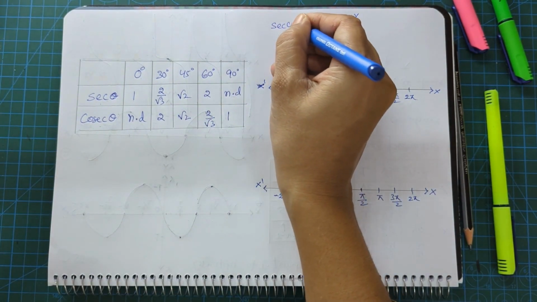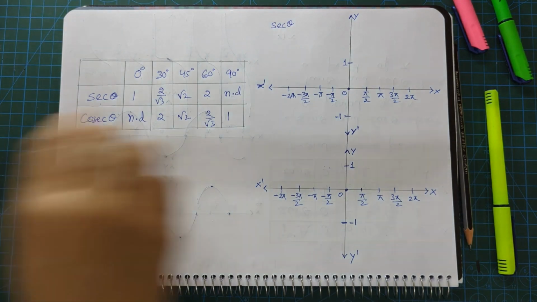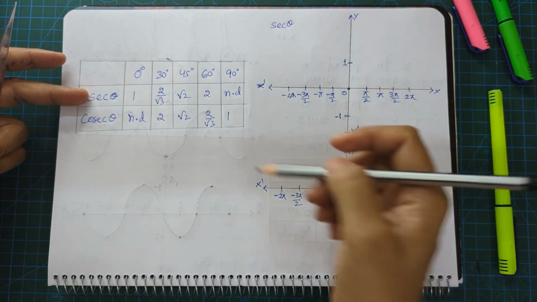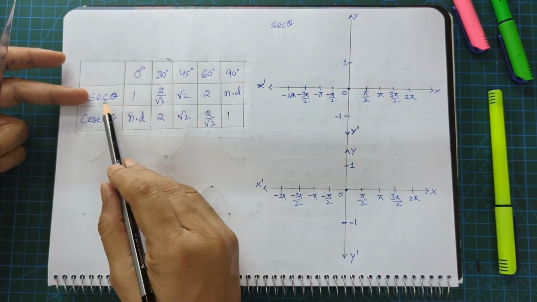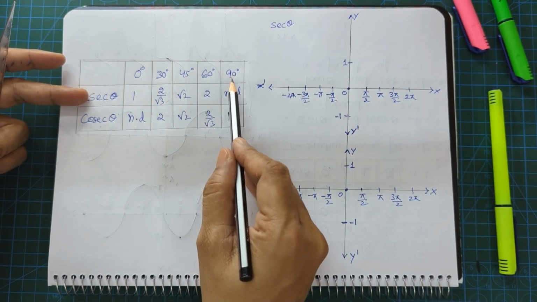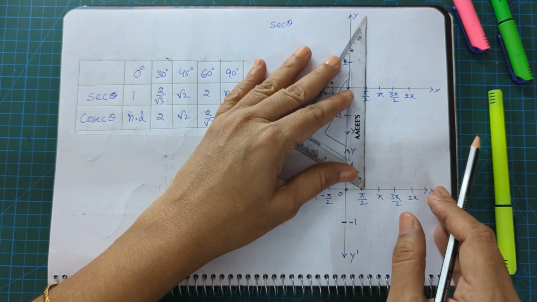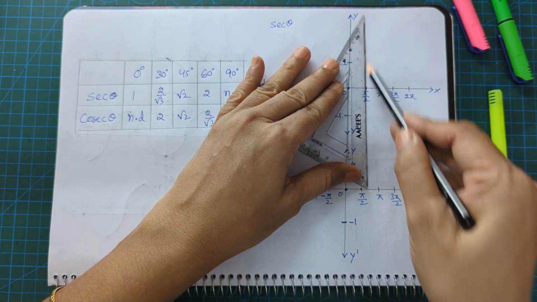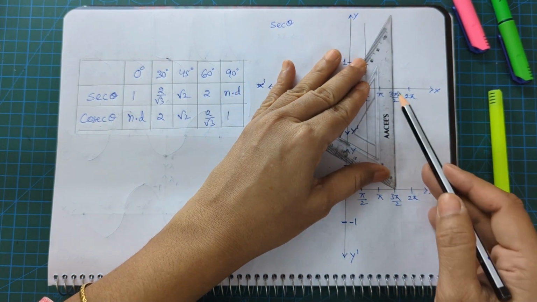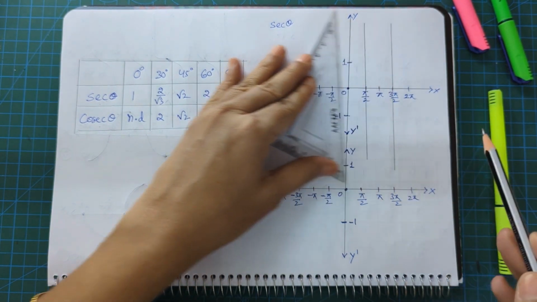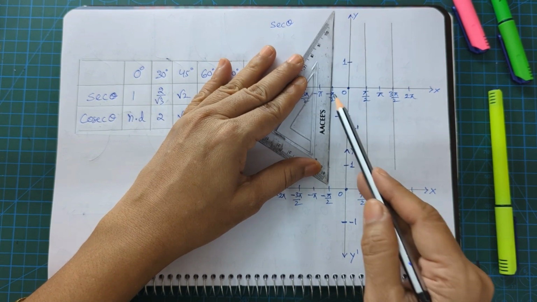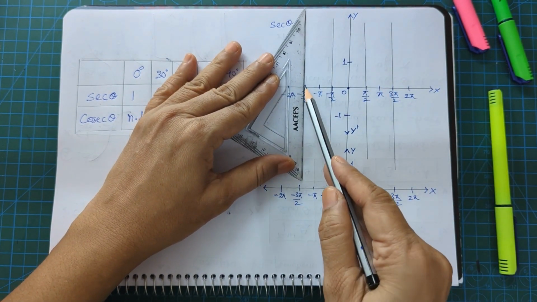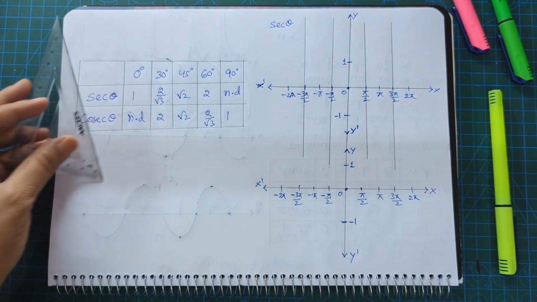So this graph is for the sec function. First, where the graph is not defined, there we will draw lines parallel to the y-axis. Sec is not defined at 90, so wherever we see odd multiples of pi by 2, there we will draw lines just to tell that the function is not defined at odd multiples of pi by 2. Fine. So that's the first point.